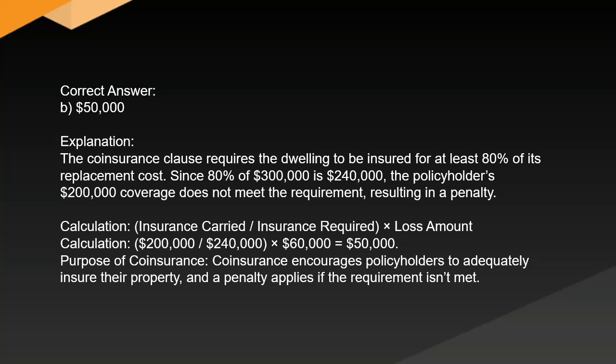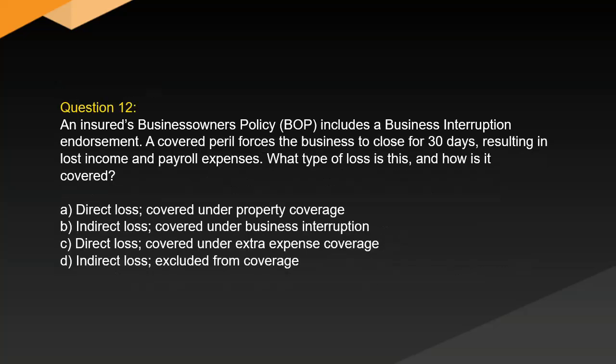Purpose of coinsurance. Coinsurance encourages policyholders to adequately insure their property, and a penalty applies if the requirement isn't met. Question 12. An insured's business owner's policy, BOP, includes a business interruption endorsement. A covered peril forces the business to close for 30 days, resulting in lost income and payroll expenses.